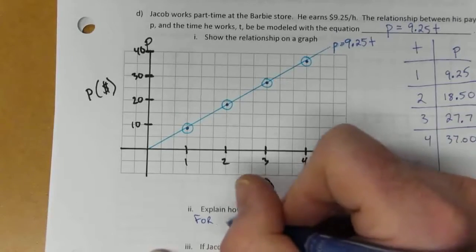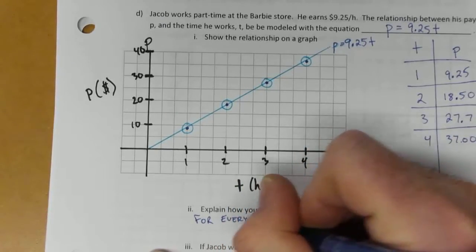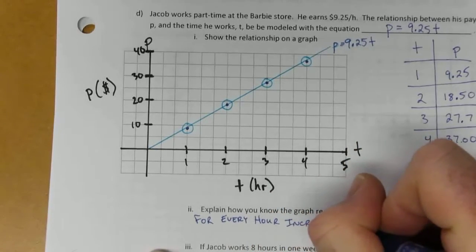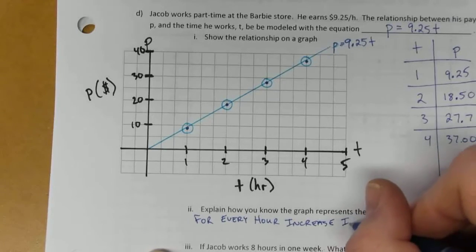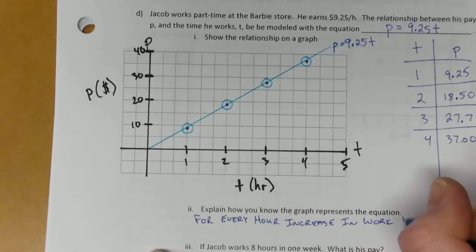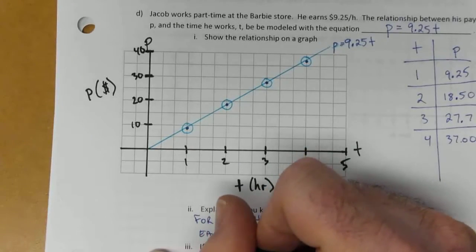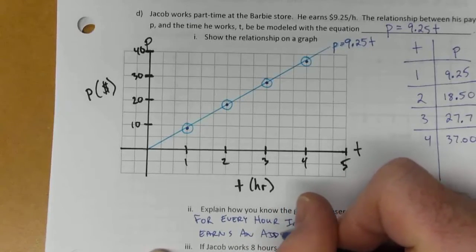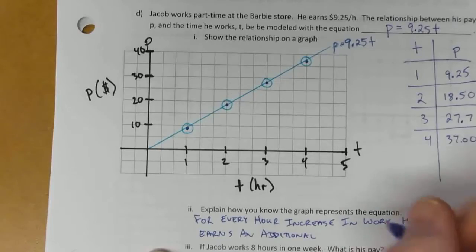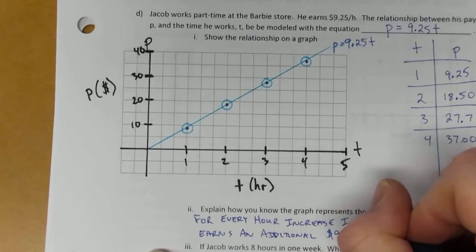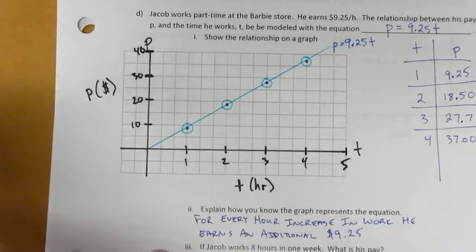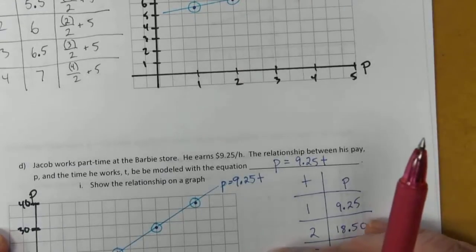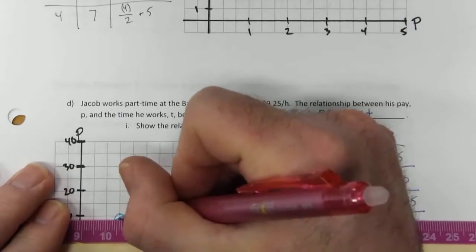You can summarize it that for every hour increase in work, he earns an additional $9.25. And there's another way you can actually look at this. Bear with me as I draw something out here.